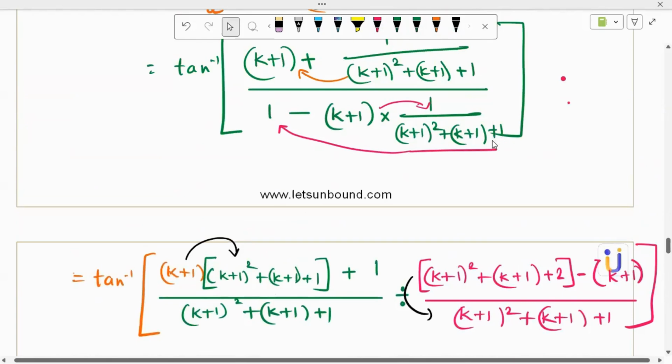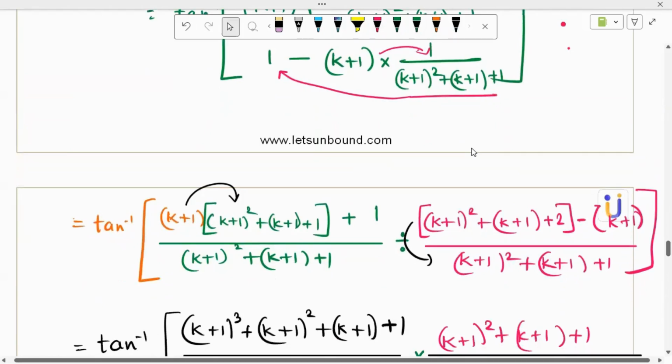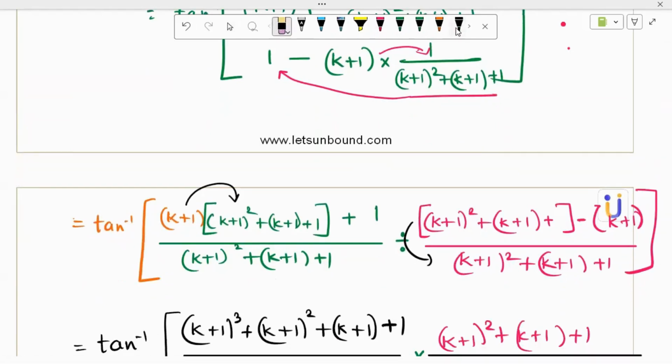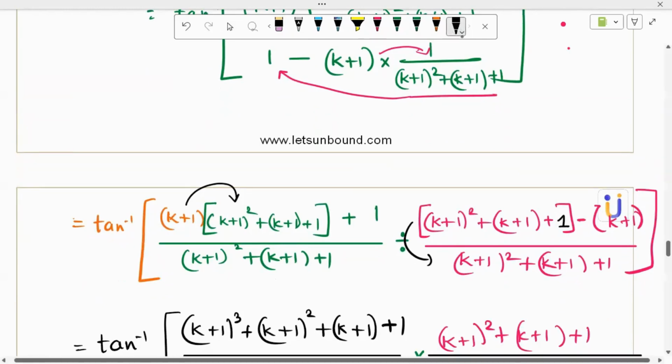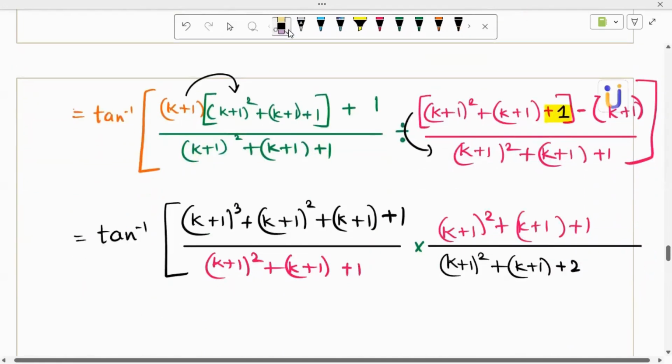Plus 1 it is. Okay. Just a second. Here a plus 1 will come. Kindly change this, and here. Right. And k plus, it's not a 2, it's a 1.